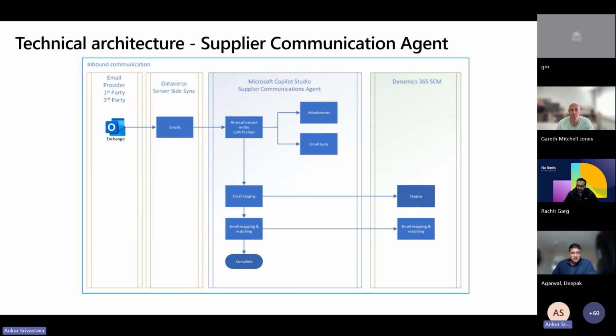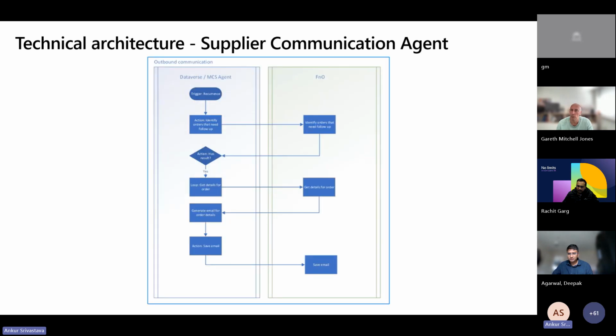Extracted data is first loaded into staging tables. You can see the staging table here. Once it is loaded into the staging table in Dataverse, it is then replicated to FNO. From there, a mapping and matching process identifies the relevant purchase orders referenced in this email, and the changes or updates are to be reviewed and applied by the users. Once mapping and matching are complete, the email is considered fully processed. That is how this inbound scenario works, where we receive the email.